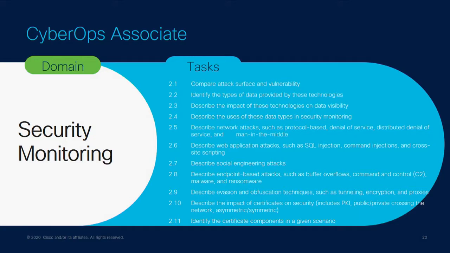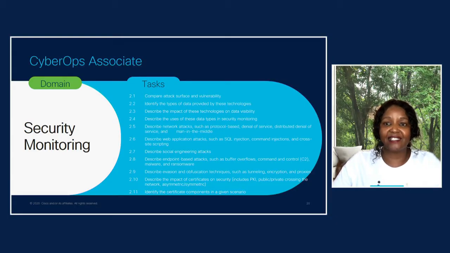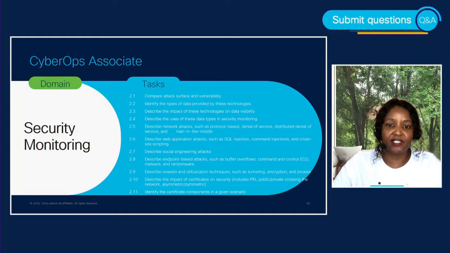For the concept for the 2.4, where we're going to be describing uses of data types in security monitoring, you know, a full packet capture. Can you be able to understand from the beginning of the packet to the end of the packet, where is the attacker within the network? Session data, transaction data, statistical data, metadata, and alert data. You have to know these key concepts in order to ace this part of the exam.